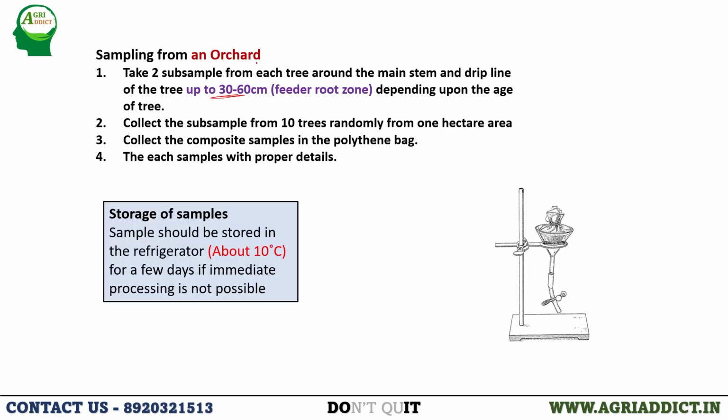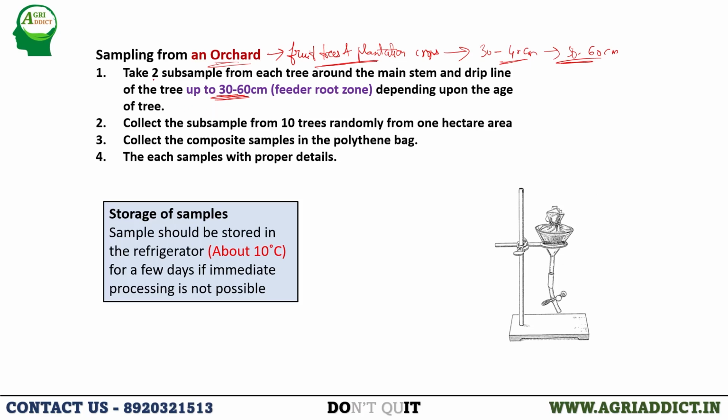Next is sampling from an orchard. Orchard mainly includes fruit trees and plantation crops. These will have a depth of around 30 to 40 centimeter. Sometimes it may reach around 50 to 60 centimeter also. So on average, you can go for collection of the sample. In this case, it is up to a depth of 30 to 60 centimeter as the nematodes are distributed around it.